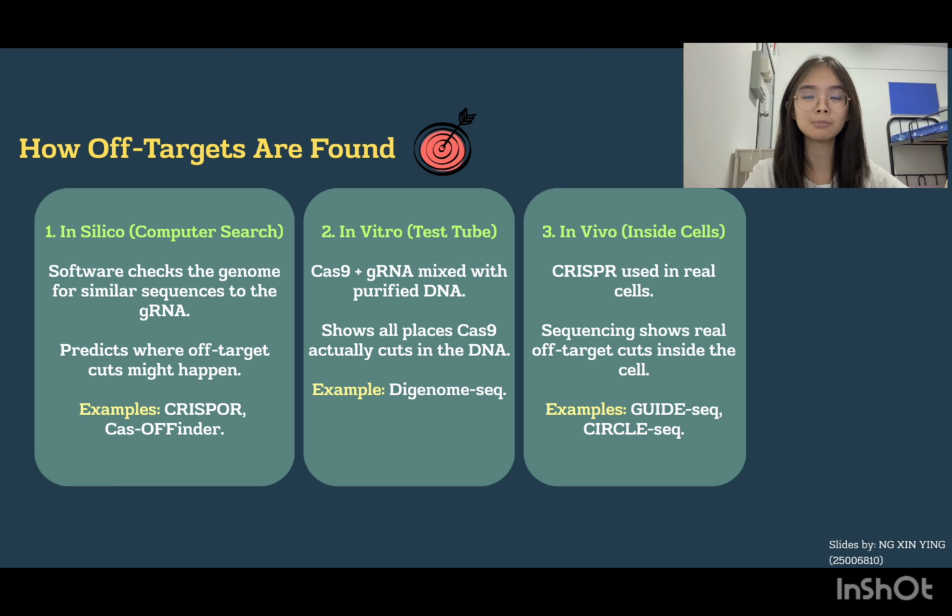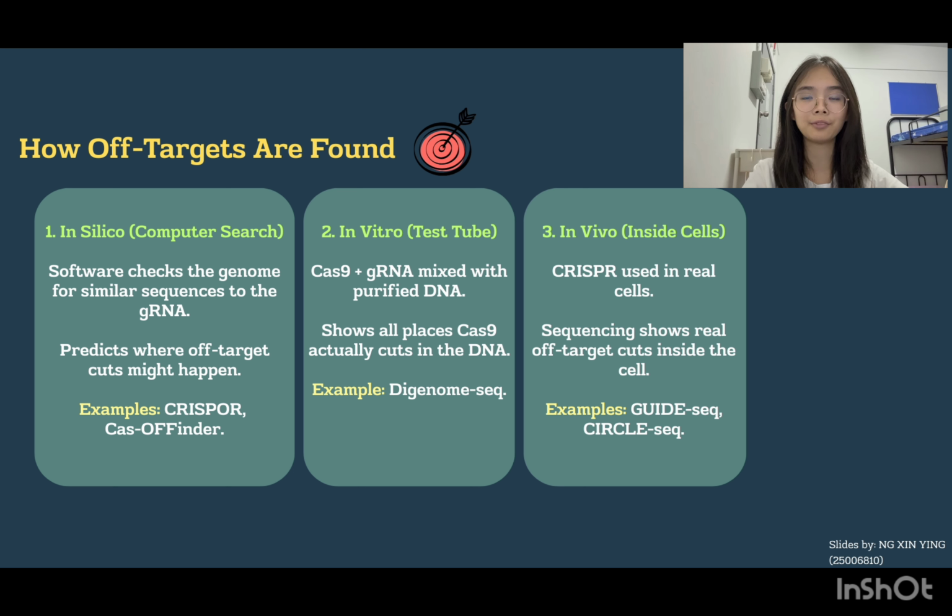Once we have these predictions, we move to in vitro testing in a test tube environment, where we mix Cas9 and gRNA with purified DNA. A common example of this is Digenome-seq, which shows us every physical cut the system makes. Finally, we verify this result in vivo, meaning inside real, living cells.